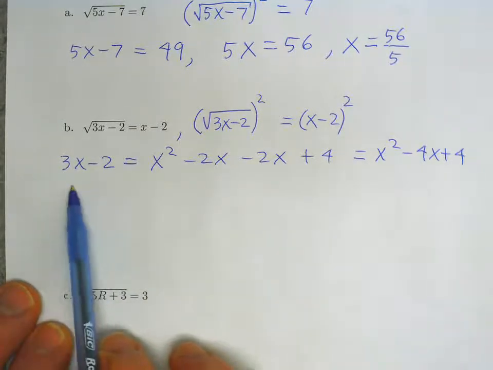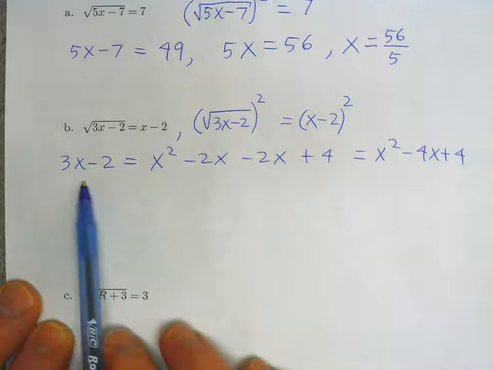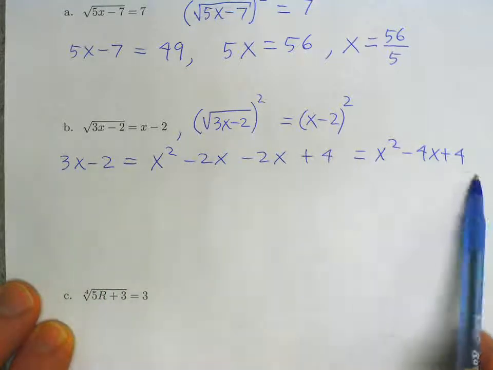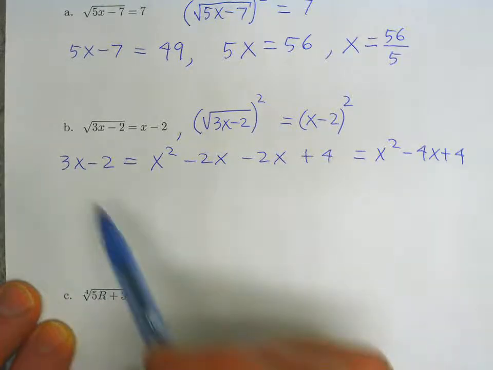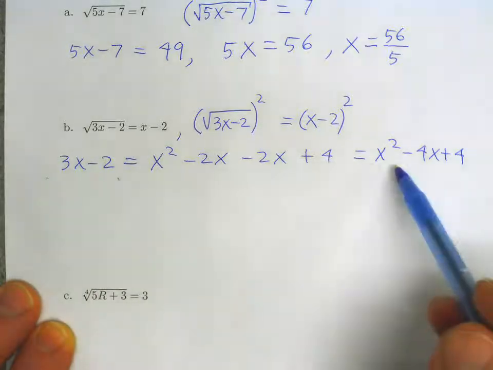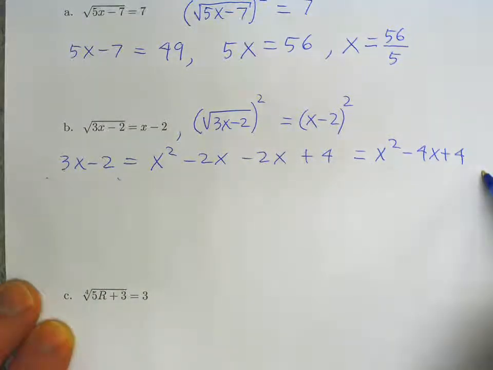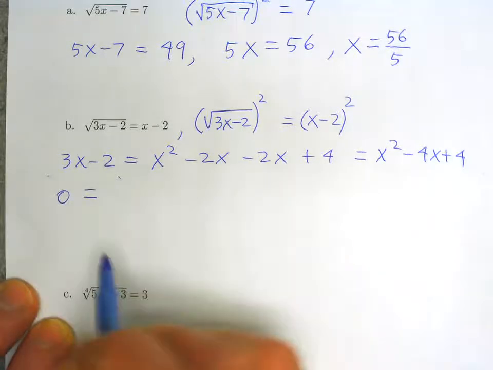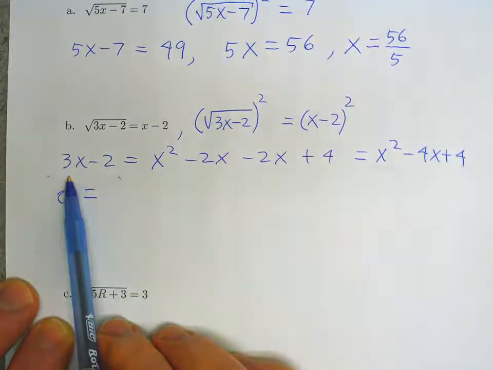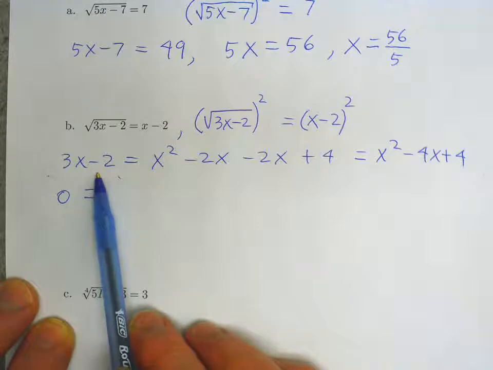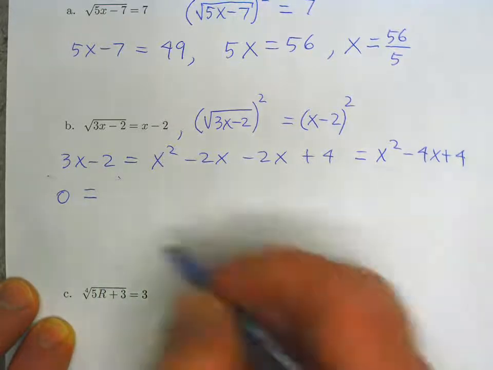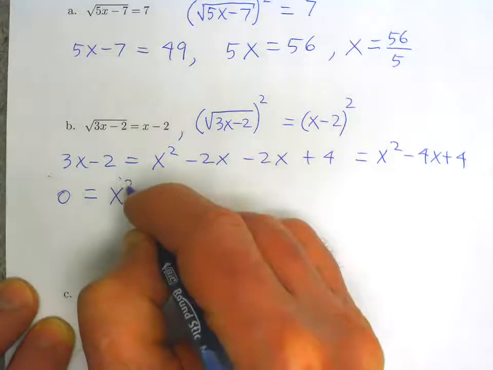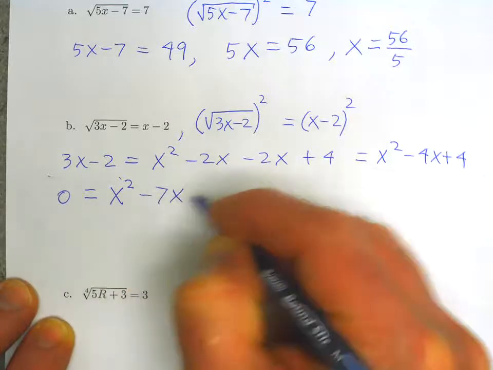Okay, then we just have an equation that we can solve. I'm looking at 3x minus 2 equals x squared minus 4x plus 4. So we'll set the left-hand side equal to 0 by subtracting 3x from both sides and adding 2. So the right-hand side becomes x squared minus 7x plus 6.